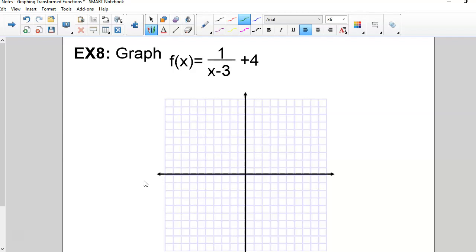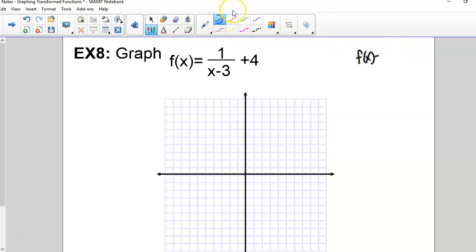So the parent function for a rational is f of x equals 1 over x. If we make ourselves a chart for that, here's your problem. If you plug in 0, what's 1 over 0? That's undefined, right? So we can't really plug in 0. I could plug in 1. 1 over 1 is 1. There we go. Got a good point there.